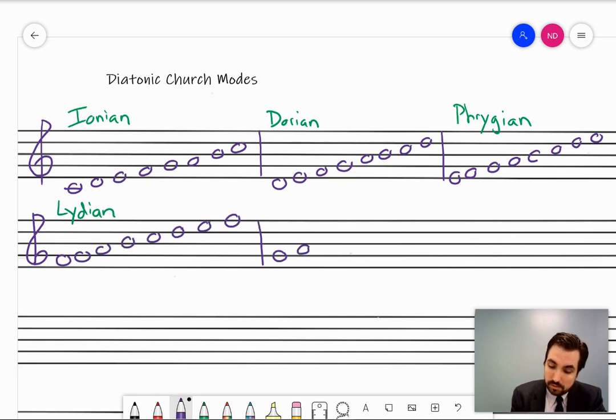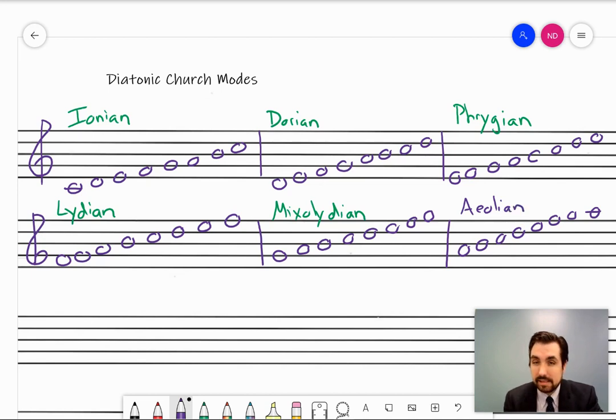Likewise, if I keep going, now I'm going to go G to G, or 5 to 5, or so to so in any key. This is called Mixolydian. Next, 6 to 6, la to la, or in this case, A to A, is what is called Aeolian mode. And you might be looking at that saying, hey, isn't that natural minor?